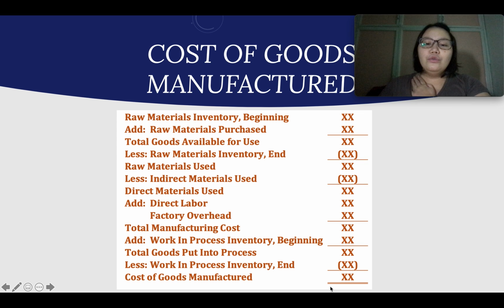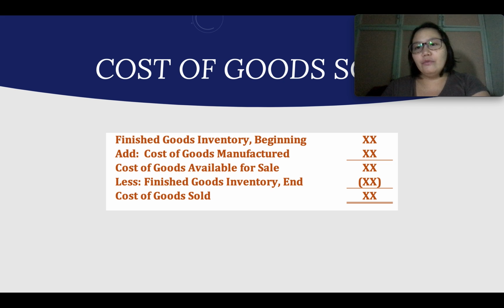So once you know how much is the cost of goods manufactured, we can already compute for the cost of goods sold. The cost of goods sold is computed as finished goods inventory beginning plus cost of goods manufactured equals cost of goods available for sale, and then we deduct our finished goods inventory end, and that is the cost of goods sold that we deduct from the net sales to arrive at the gross profit of a manufacturing business.